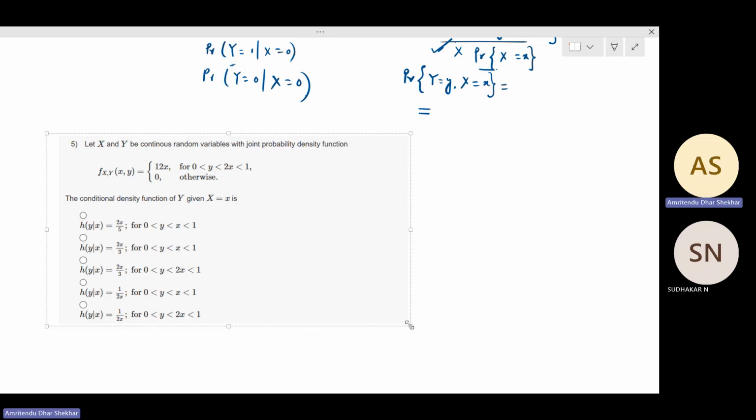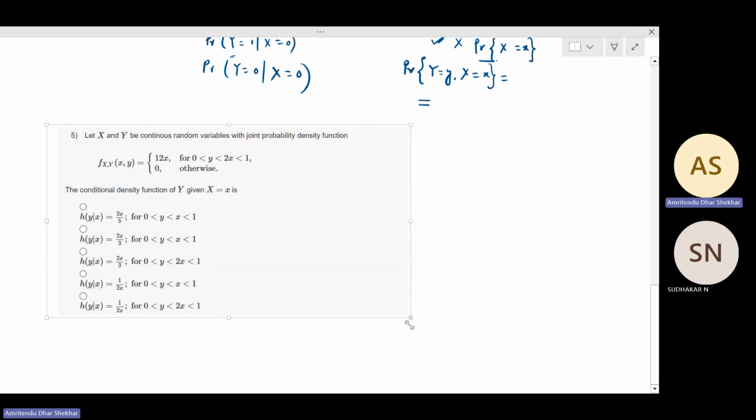Okay, let us say that x and y are continuous random variables, and we're given the joint density function of x and y. So f_xy, the joint density function, is given to us. Now we want to compute the conditional density function, the conditional density of y given x.